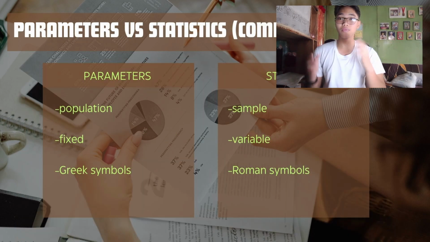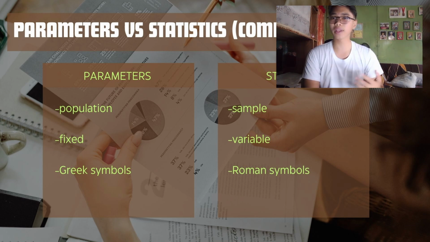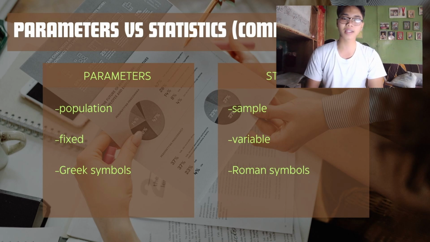Now, parameters versus statistics, which we will compare. Although they describe similar ideas, parameters and statistics are not the same. The key difference lies in who they describe and what symbols they use. Like I said earlier, though the principle remains the same, there are key differences that make these two entirely different.